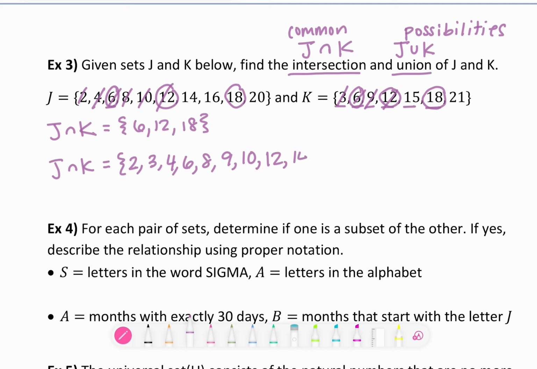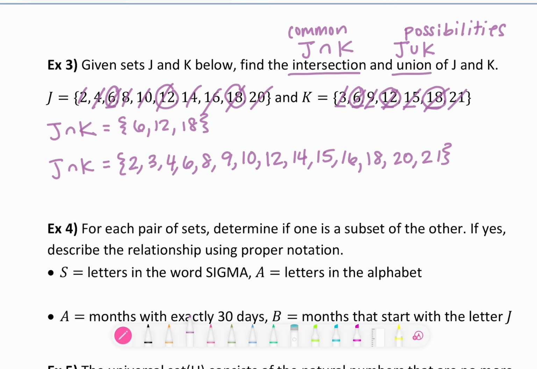There's no 13, but there is a 14 and a 15. I see both of those. I also see a 16 in J, so I'm writing that one. There's no 17, but there's an 18, so that one shows up. And then there's a 20 and a 21, and that's what's left. Okay, so that's everything that's possible from J or K.